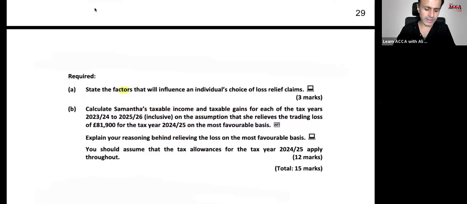In part B, they want us to calculate Samantha's taxable income and gains for each of the tax years, on the assumption that we relieve the loss of 81900 for this tax year on the most favorable basis. Now, this most favorable basis is in fact the basis that can give us the benefit of tax, where I will consider a few factors, which itself will be the answer for part A. I can just list down those factors, but like I told you, when I talk about those factors in part B, automatically that will be answered.